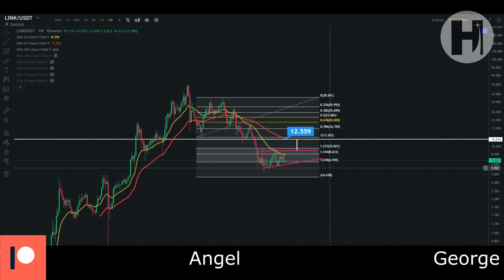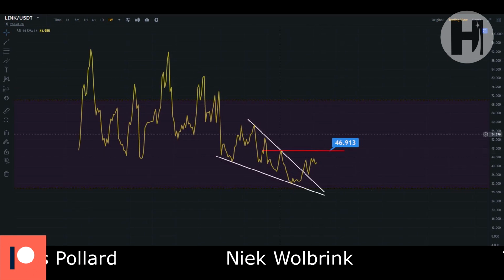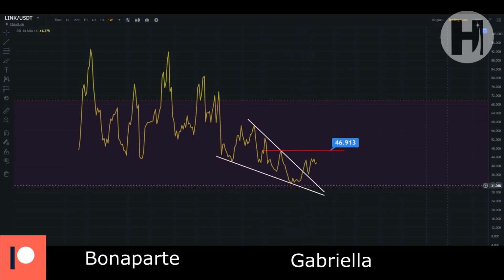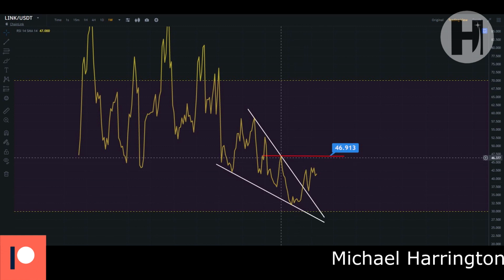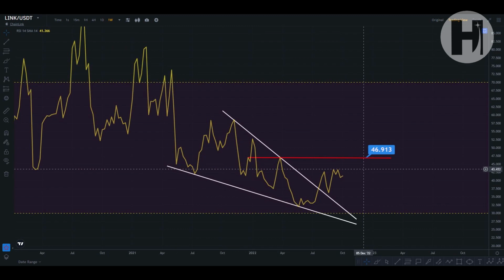So moving over to the weekly chart here, I do want to show you the weekly RSI. As you can see, we have broken out of a falling wedge, back tested, or almost back tested the level as support. And we do have a very important resistance level here at the index of 46.9, basically the index of 47, and that may be our local peak in November.